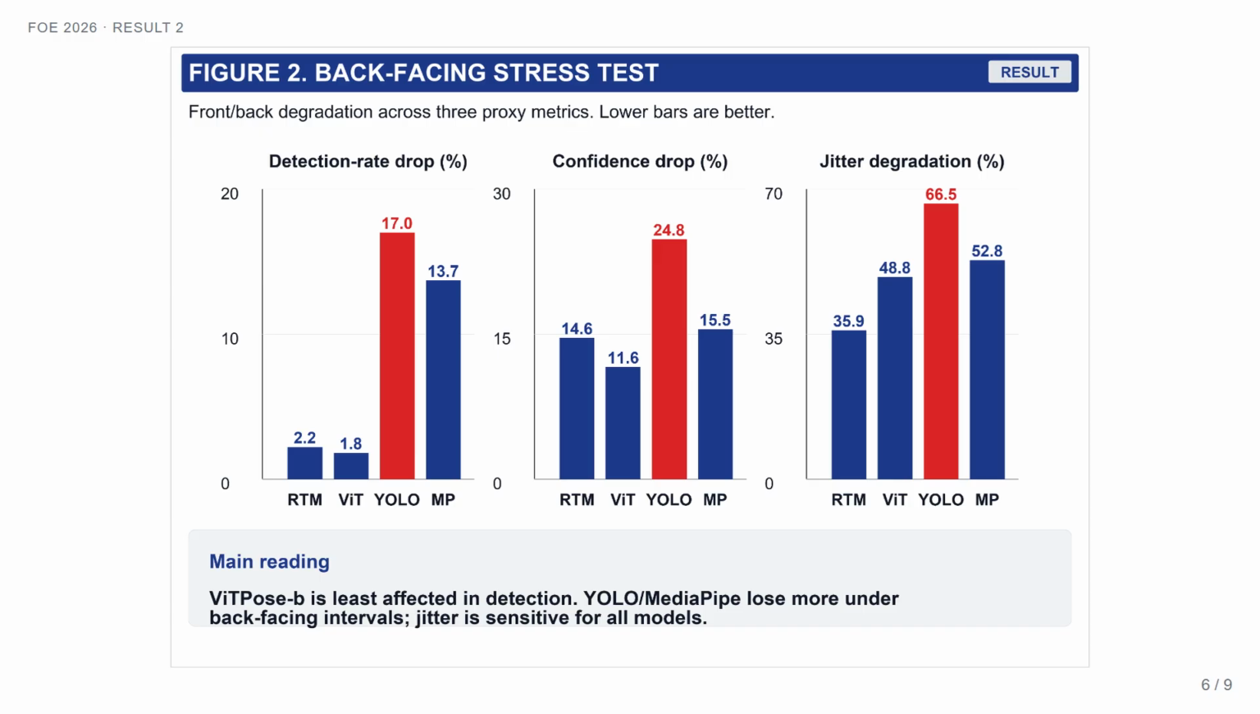Next, we stress the models with back-facing intervals. Each panel has three bars: detection rate drop, confidence drop, and jitter degradation. ViTPose-Base loses the least in detection. YOLOv8-Medium-Pose and MediaPipe lose more under back-facing intervals. Jitter degrades for every model. So orientation is not a small detail. It changes the reliability of feedback.